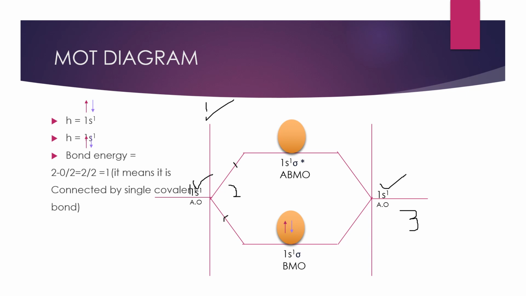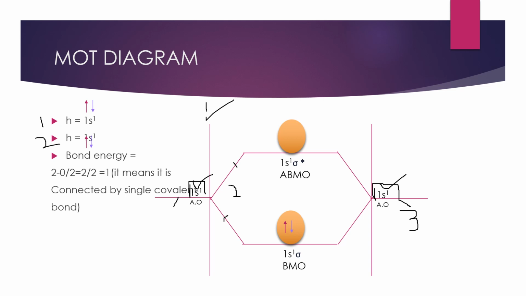Now here I had written 1 as 1 and here I had written 1 as 1. Now there is one atomic orbital and here is the second atomic orbital. So by that, what will we do next? First fill the orbital that has less energy. So first we'll fill the BMO.